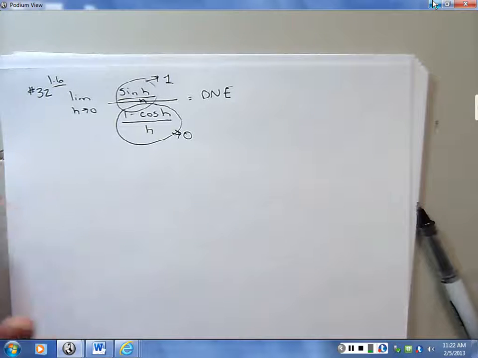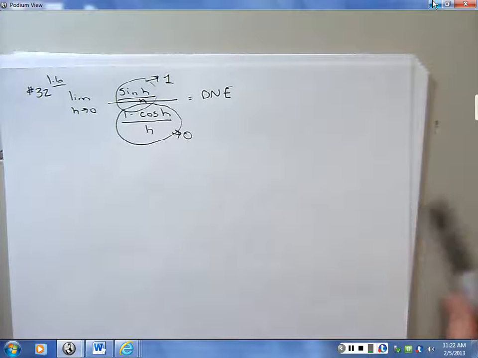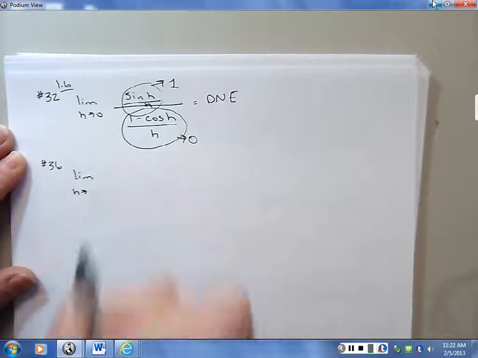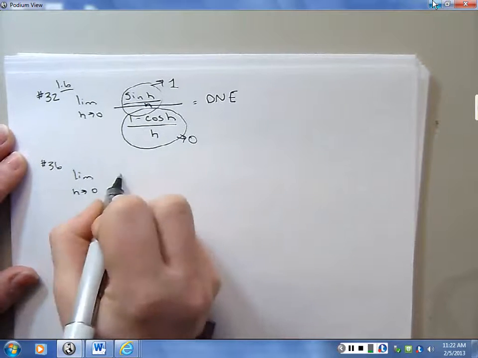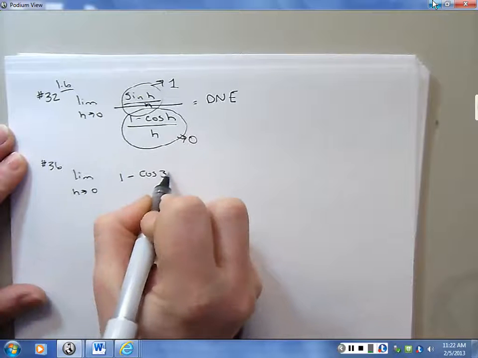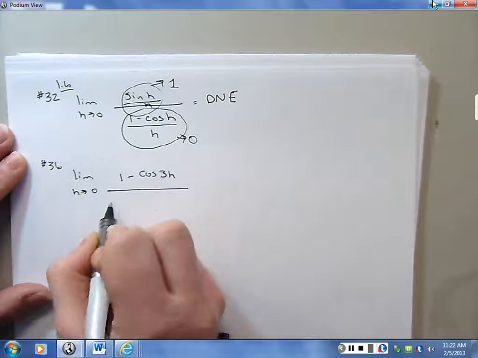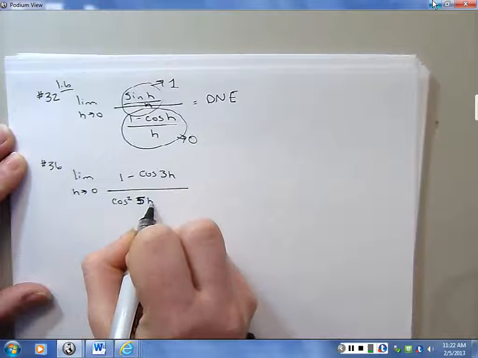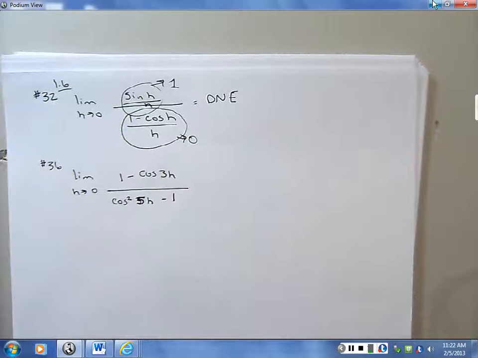I just pulled this example up to see what might come up. Here, if we look at number 36, I think it might be more useful in this case. I have the limit as h goes to 0 of 1 minus cosine of 3h divided by cosine squared of 5h minus 1. So if I plug in 0, I get 0 over 0. I have problems. So I need to be able to simplify this.